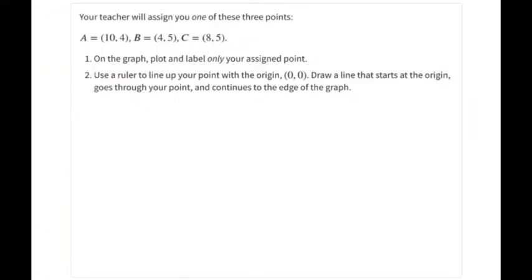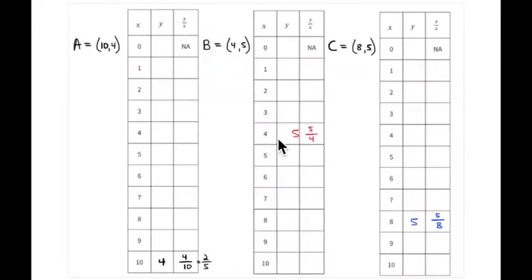Okay, in this activity, students are to choose one of these 3 points. So A is at point 10.4, B is at point 4.5, and C is at point 8.5. And I'm going to go ahead and work with all 3 of those points and try to do them together, see if you can follow along. And so it's supposed to put together tables for each of these points. So if you have point A, which is at the x-coordinate is 10 and the y-coordinate is 4, you can go right down here to the x-coordinate is 10 and fill in the y-coordinate as 4.